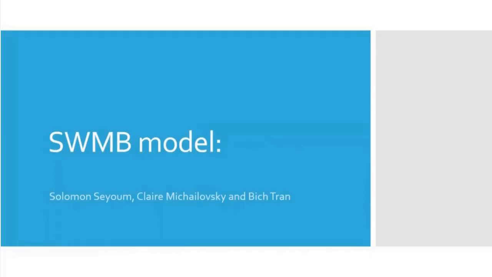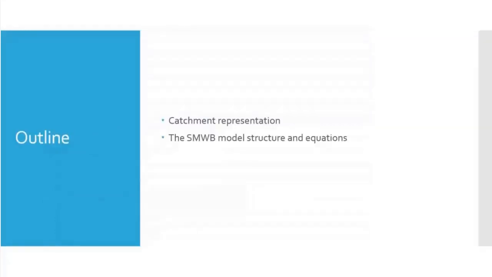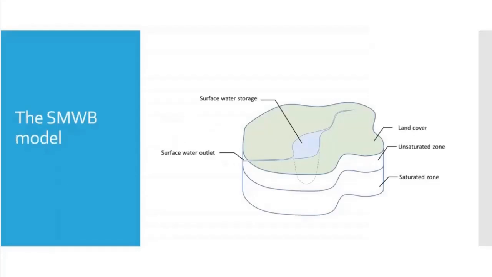So if we wanted to represent, let's say, a catchment or a river basin in a model, then we have a land cover, we may have surface water storage, we have a surface water outlet from the river basin, and we have the unsaturated zone and saturated zone. The unsaturated zone mostly is considered as the root zone of the vegetation, and the saturated zone is the groundwater storage.